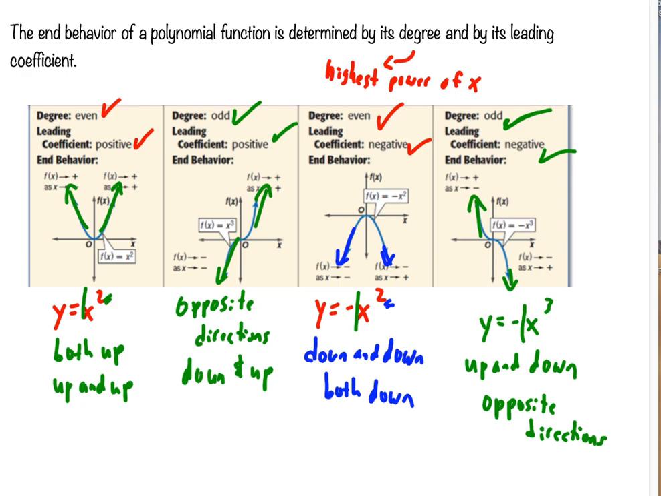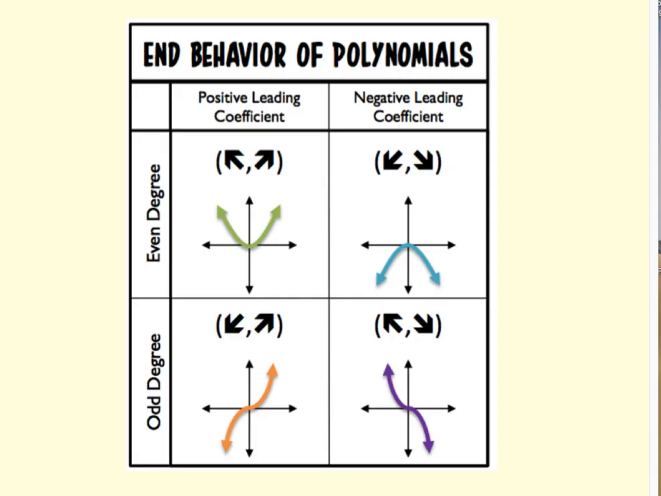So let's sum this up in a table. The end behavior of polynomials: when you have a positive leading coefficient and an even degree, it's going to be up and up at the ends. So that's what it's showing there, up and up. When you have an even degree and a negative leading coefficient, the end behavior is going to go down and down. When you have an odd degree and a positive leading coefficient, it's going to go down and then up at the ends. And if you have an odd degree and a negative leading coefficient, it's going to go up and down at the ends.